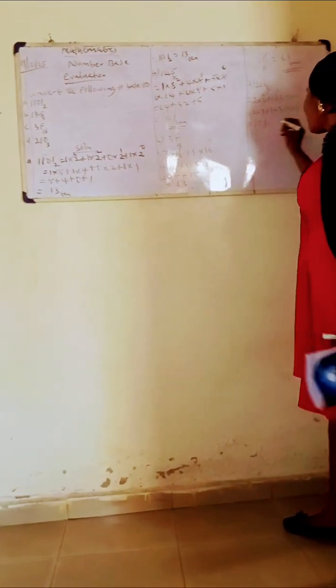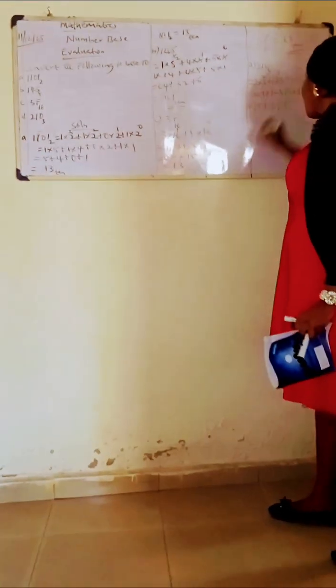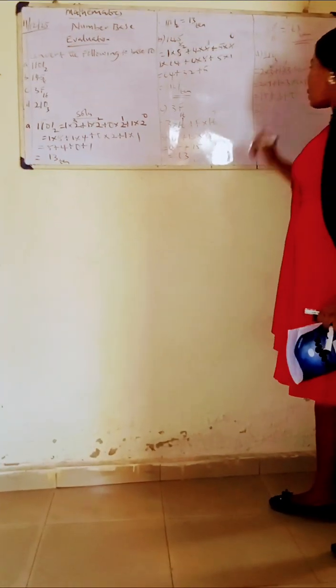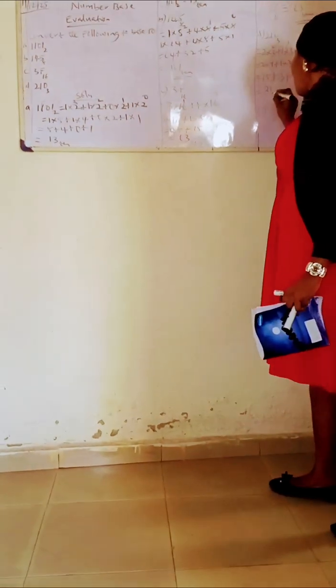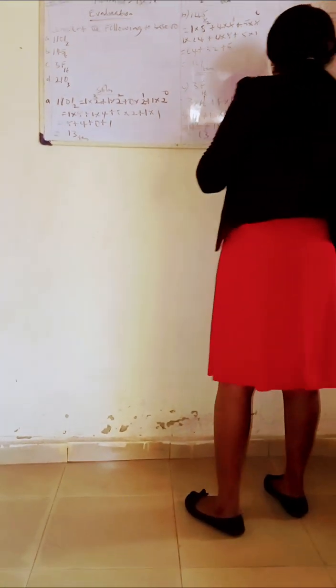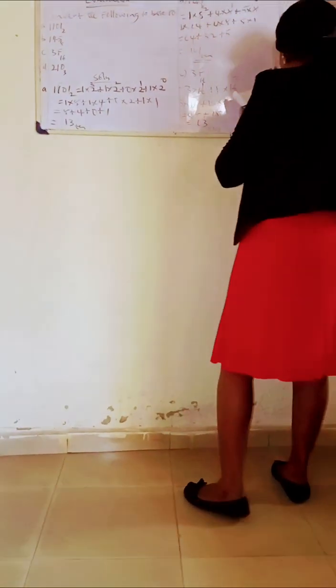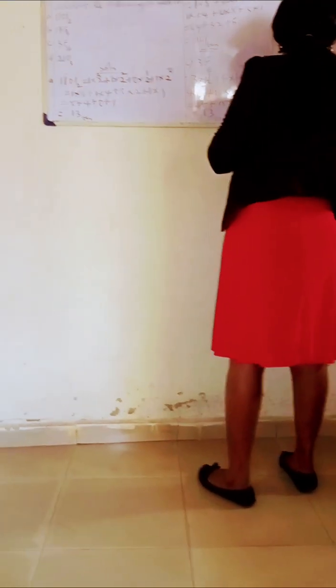So we have 2 times 9 will give us 18. Plus 1 times 3 will give us 3. Plus 0 times 1 will give us 0. So we add up now. 18 plus 3 will give us 21. So this is the answer to base 10. Therefore, 210 to base 3 is equal to 21 to base 10. So that is our answer.